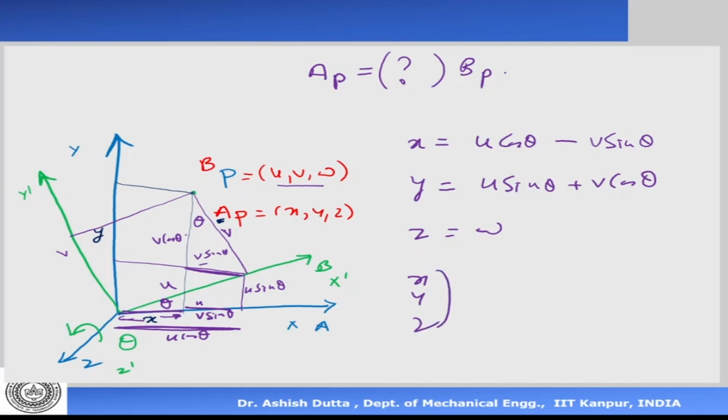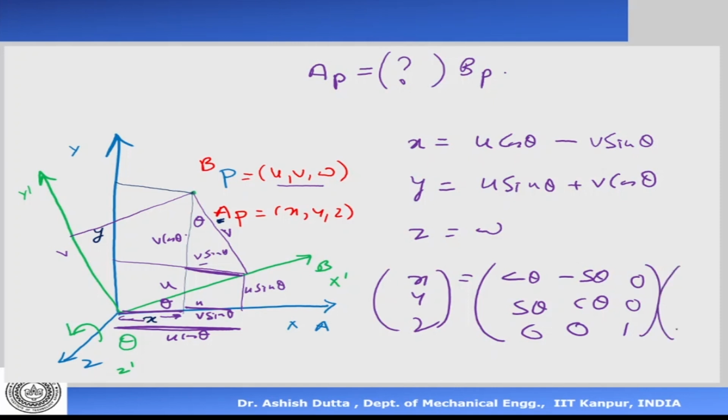X, y, and z is equal to the rotation matrix: cos, minus sine, sine, cos, 0, 0, 1. This is 0, 0, and this is the coordinates expressed in frame B, which is u, v, and w. So this matrix is called the rotation matrix, and this matrix relates the coordinates of a point expressed in a rotated system, so this is expressed in frame B, to that of the reference system, which is in frame A. And this is a 3 by 3 matrix, and it has several properties we have seen.